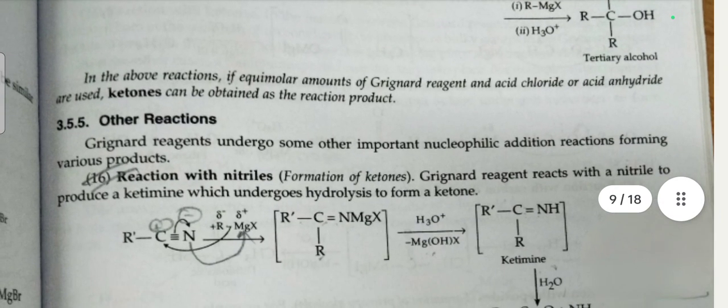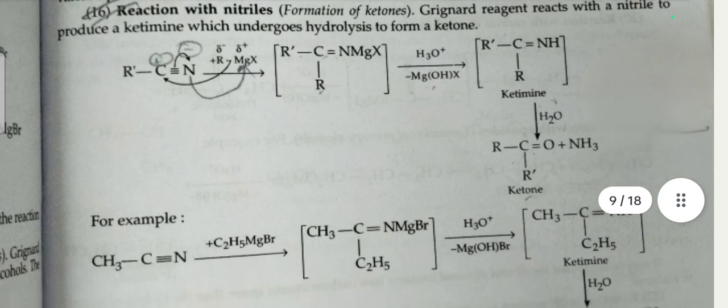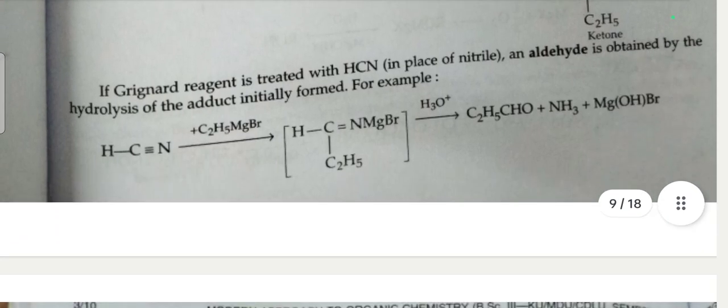If equimolar amounts of Grignard reagent and acid chloride or acid anhydride are used, ketones can be obtained as the reaction product. Other reactions: Grignard reagent undergoes some other important nucleophilic addition reactions forming various products. First, reaction with nitriles, formation of ketones. Grignard reagent reacts with nitrile to produce a ketimine which undergoes hydrolysis to form a ketone. If Grignard reagent is treated with HCN in place of nitrile, an aldehyde is obtained by the hydrolysis of the adduct initially formed.